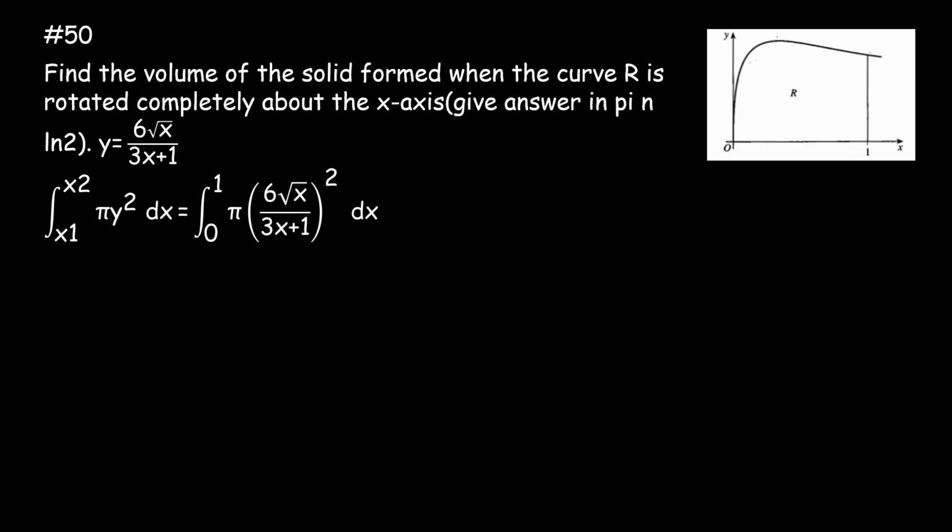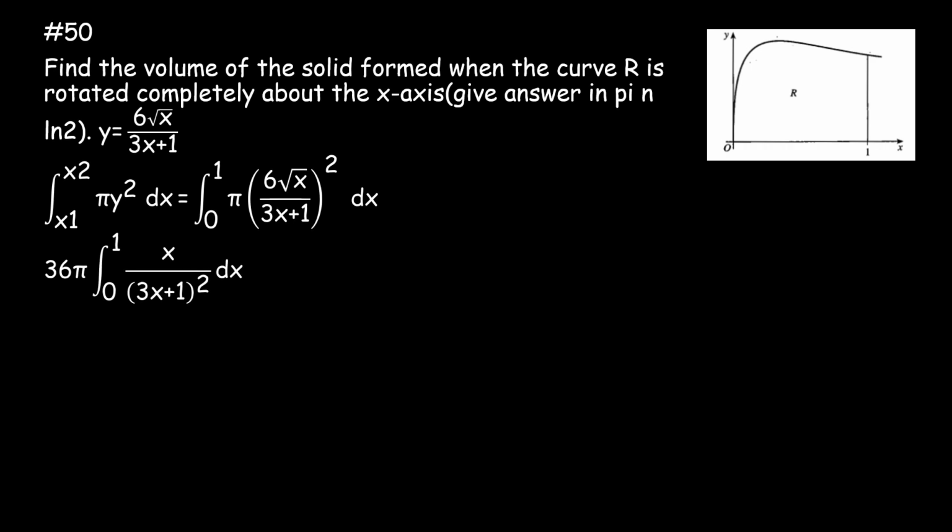So for us to find a volume of a solid of revolution, remember you need to do the integral from x1 to x2 of pi y squared dx with respect to x. So in this case, we would have the integral from 0 to 1 of pi y squared, which will be 6 root x over 3x plus 1, all that squared. The square will cancel out the root since we're squaring, and we'll get 36x over (3x plus 1) all squared.